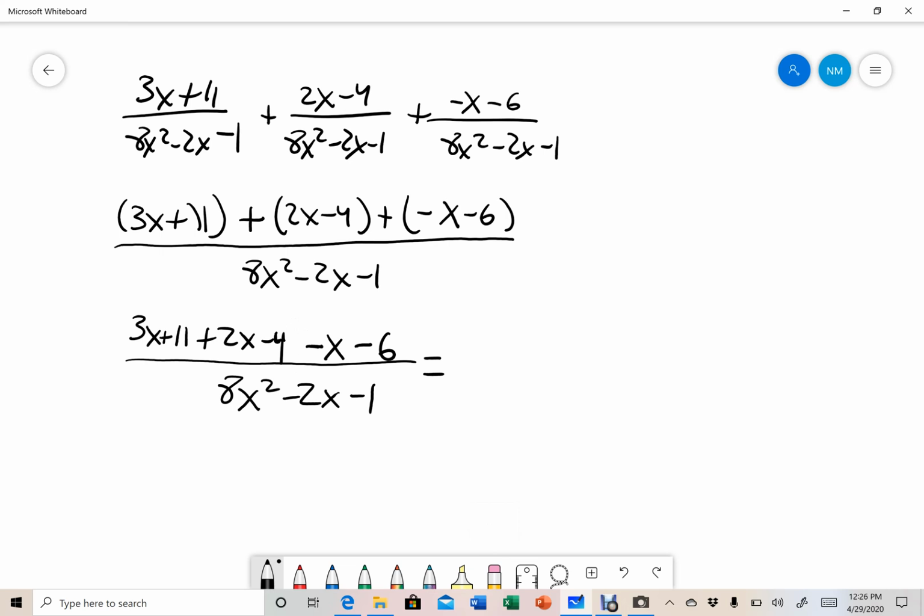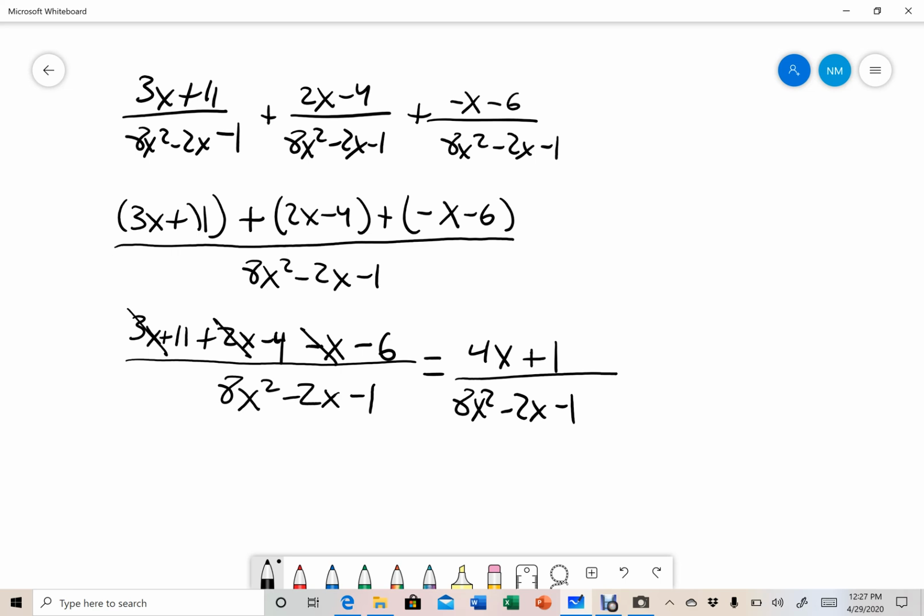Our highest variable here is x squared. So I've got 3x, or excuse me, not x squared, x. I've got 3x plus 2x is 5, minus 1x is 4x. So that takes care of this, this, and this. Now I've got 11 minus 4 minus 6, which gives me a positive 1 over 8x squared minus 2x minus 1. Now that I've combined everything together, now I can factor if I can.